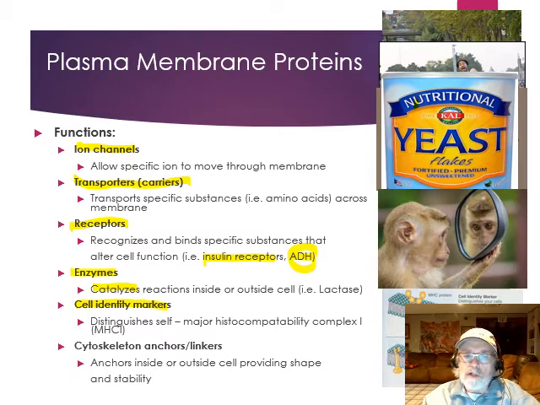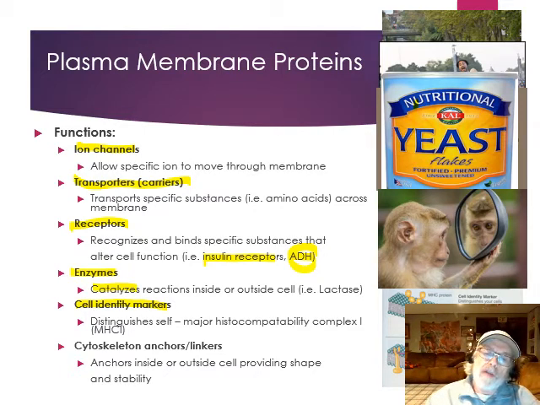So these are cell identity markers on the surface of the cells that say this cell is mine and mine only. There's nobody else that has a cell like it, unless it's an identical twin again. And these are called cell identity markers. It's the major histocompatibility complex 1, or MHC1, markers that are on the surface of the cell, which are proteins.